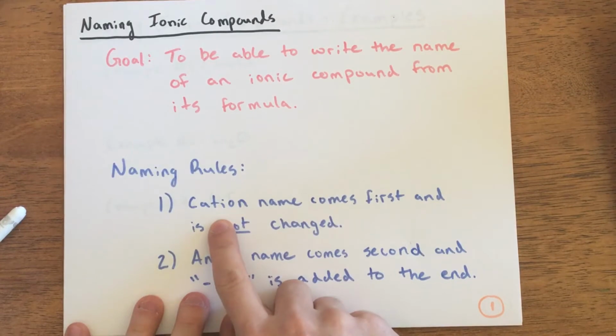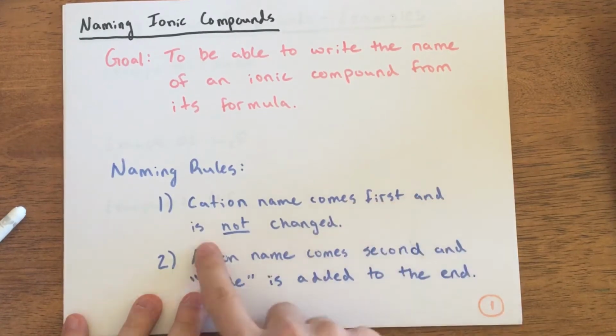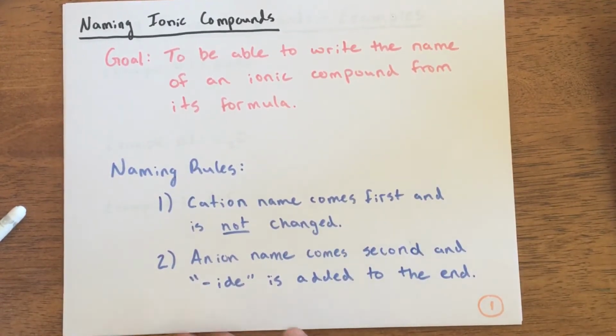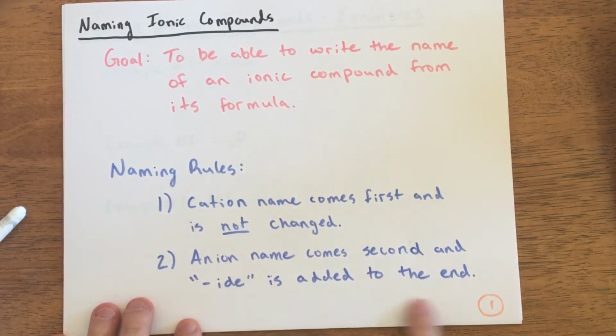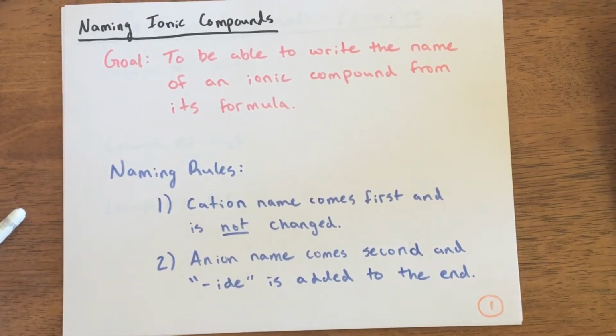The cation, the one that comes first in the formula, will also be the one that comes first in the name. So the cation name comes first and is not changed. You just rewrite the name of the element. Step 2 is the anion name comes second, and IDE is added to the end. Now, that basically replaces something at the end of that name.